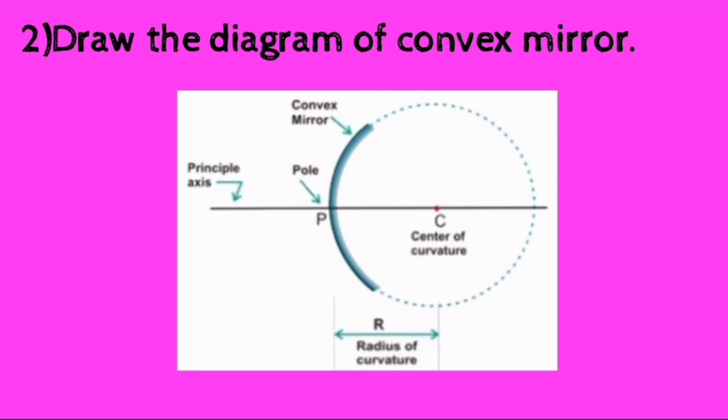Okay, so you have to draw the center of curvature, pole and principal axis and radius of curvature in it. Okay, so you have to draw from center of curvature, you have to draw a circle and you have to name it as center of curvature, and you have to mark pole, principal axis and also radius of curvature. Okay, and you have to paint the inner part.